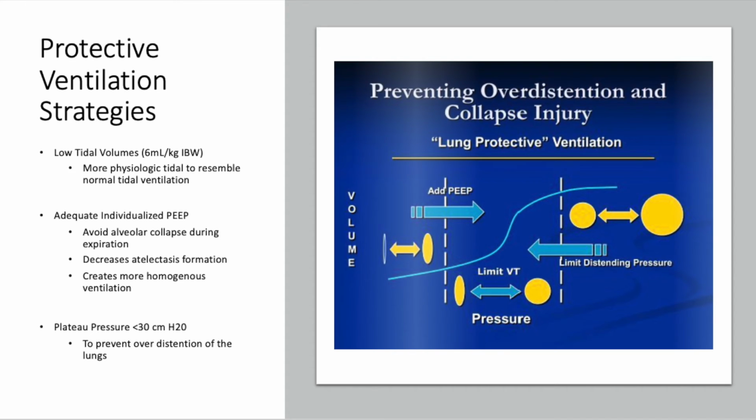And then lastly is our PEEP, which is important because we want to avoid alveolar collapse during expiration. And we really only want to adjust the PEEP based on what our oxygenation is, because every time we increase this PEEP, the plateau pressure will increase. And again, we want to make sure that our plateau pressure is below the 30 centimeters of water.